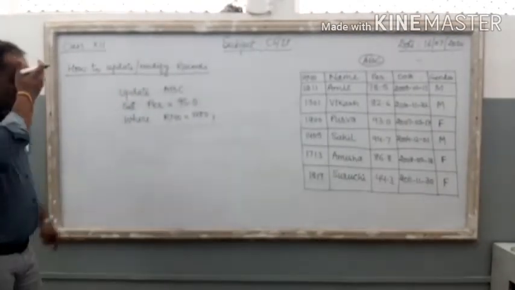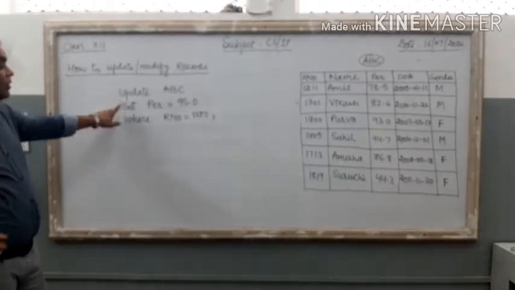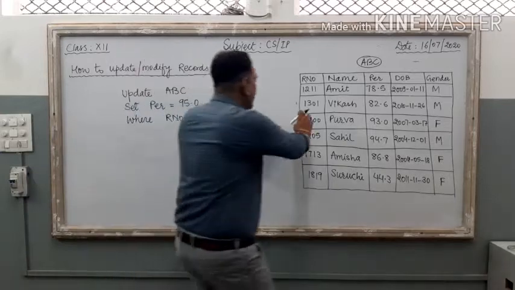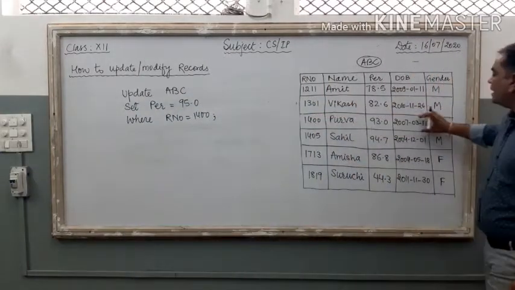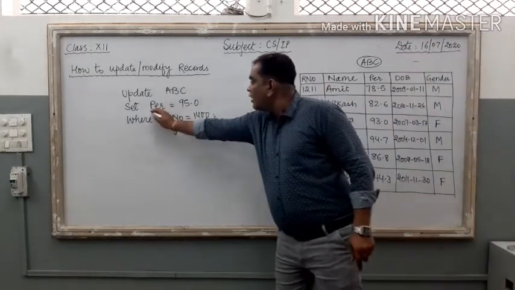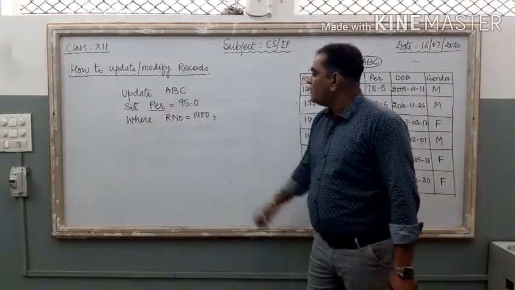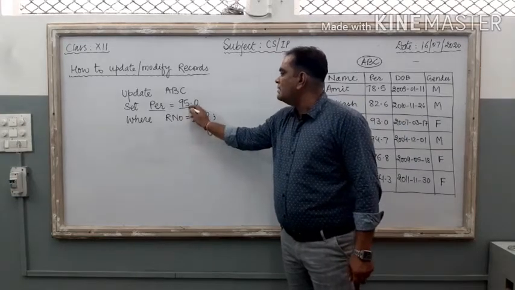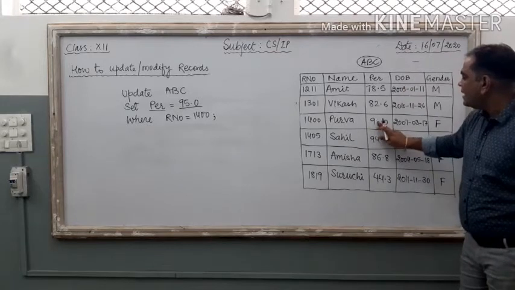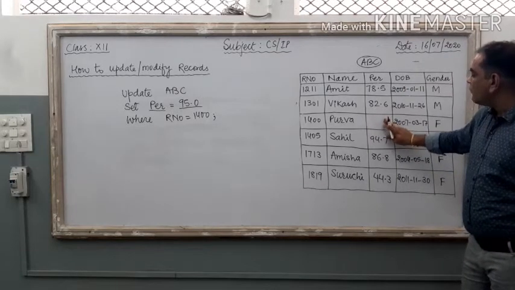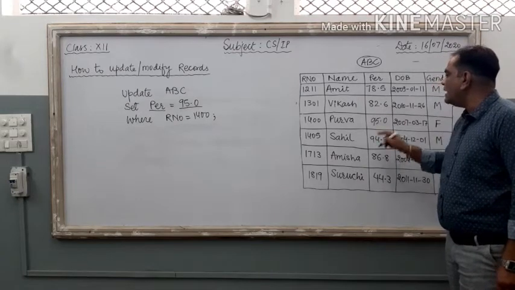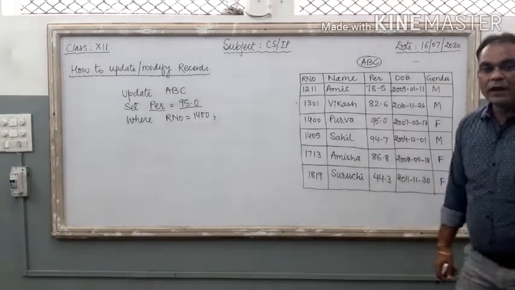Done. By this command, very first, the computer filters the record that is related with roll number 1400. This particular record is going to be filtered by the computer. Clear? Now, in this record, the computer goes towards the percentage column, removes the previous value and updates the new value over here. So 93.0 is removed from the table and now the new value, 95.0, is updated in the Purva record.